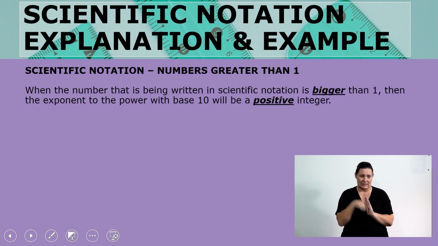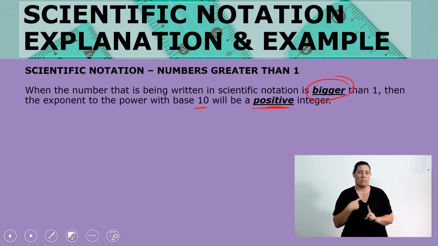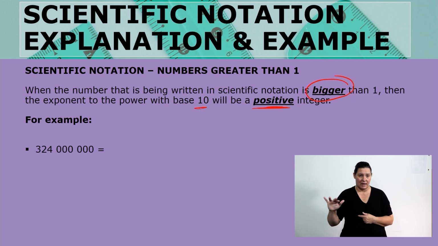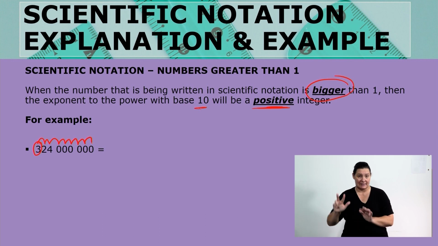Let's look at this in detail. If we are looking at a bigger number, then we know that our exponent to the base 10 is going to be a positive number. For example, I have there 324 million. Which number needs to shift to the ones position? It is the 3. So what is going to happen there? We are going to shift it 1, 2, 3, 4, 5, 6, 7, 8.